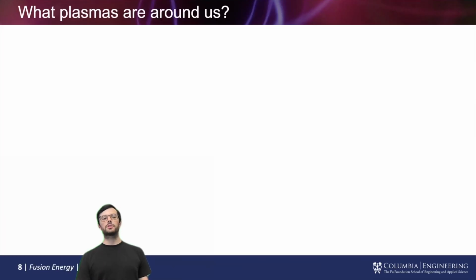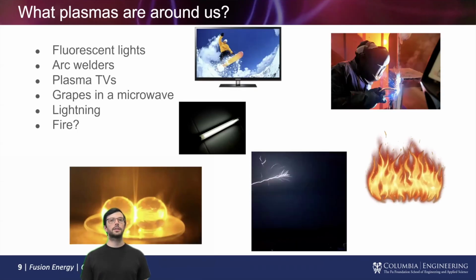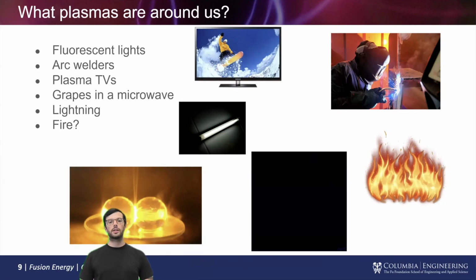All right, so what plasmas are around us? If you want to stop and think about this for a second, go ahead. But these are things that we interact with on a daily basis, and they're kind of everywhere. So the obvious one is fluorescent lights. These are the tubes that we use as light.